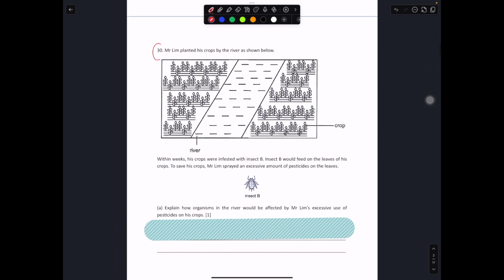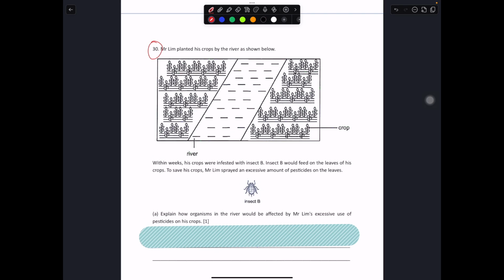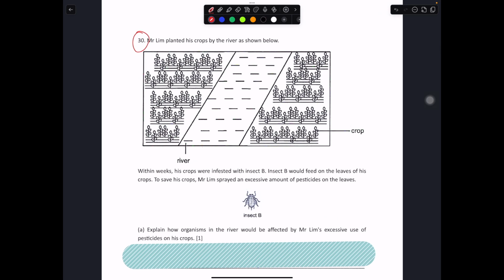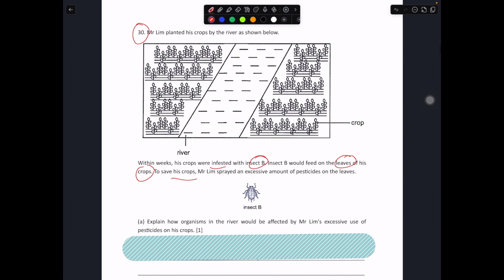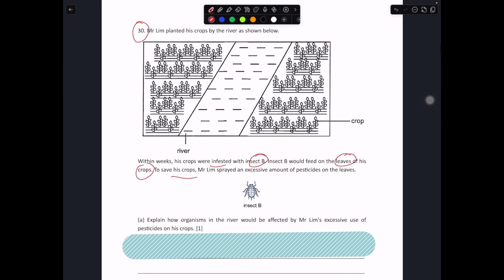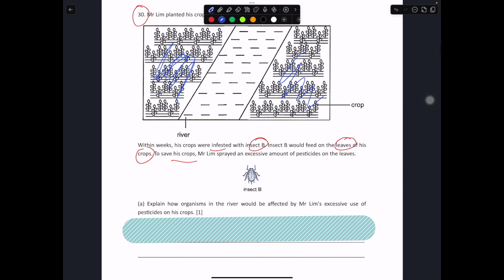Question number 30. Mr Lim planted his crop by the river as shown, and within weeks his crop was infested by insect bee. Insect bee like to feed on the leaf of his crop. To save his crop, Mr Lim sprayed an excessive amount of pesticide. So he sprayed pesticide. Okay, so explain how the organisms in the river will be affected by Mr Lim's excessive use of pesticides on his crop.